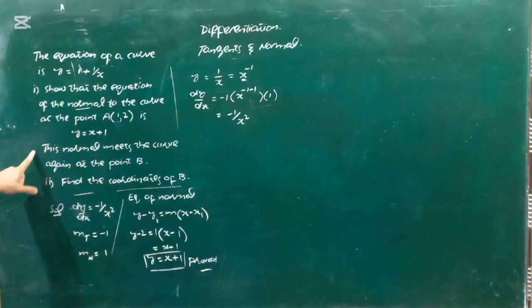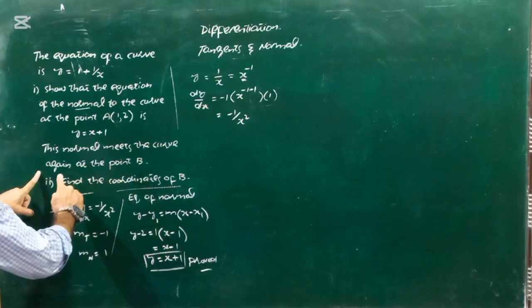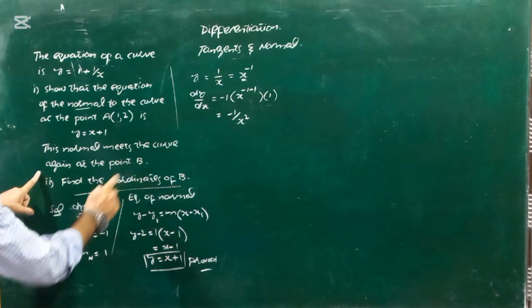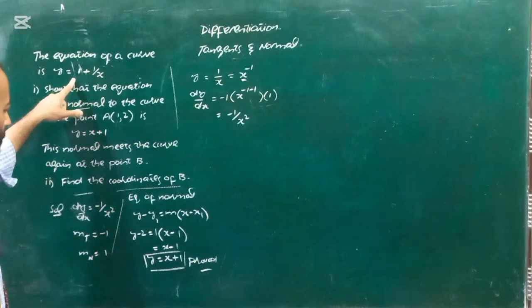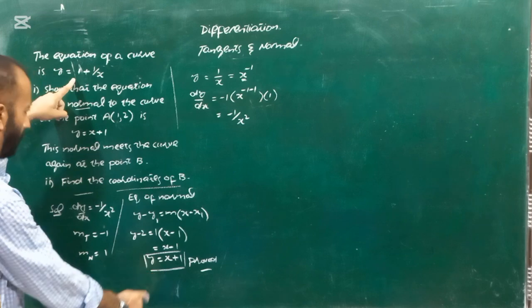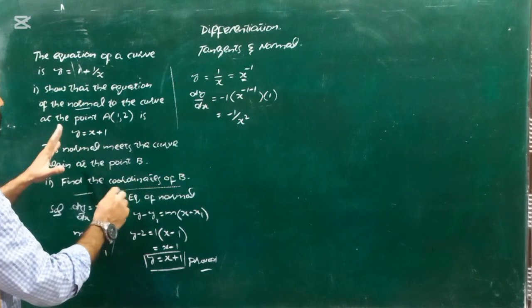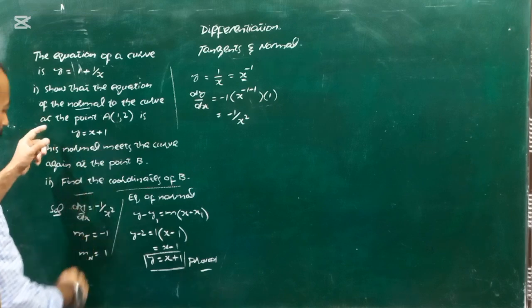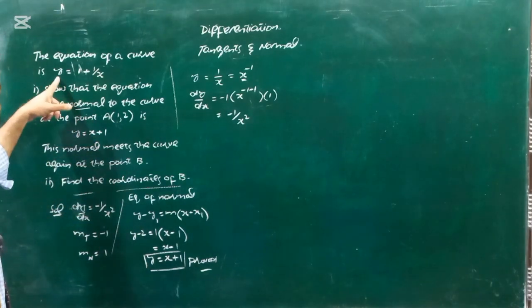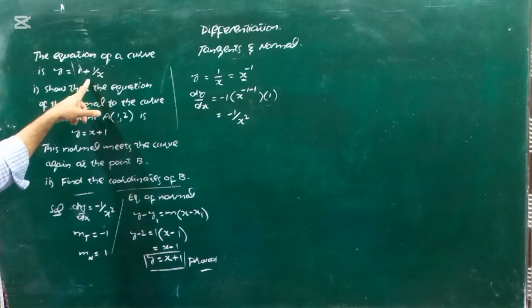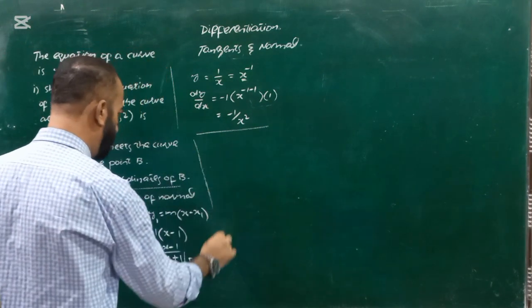Okay, second part is this: the normal meets the curve again at the point B. Find the coordinates of B. So look now, here is the curve and here is the normal, and they are intersecting again. So the point of intersection will be, definitely we are comparing the y value of the normal and the y value of the curve. So we will compare these values.